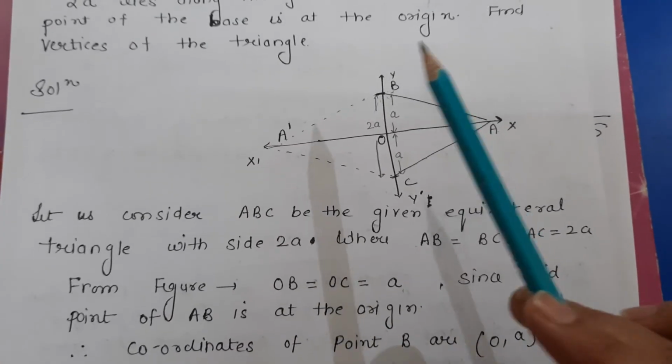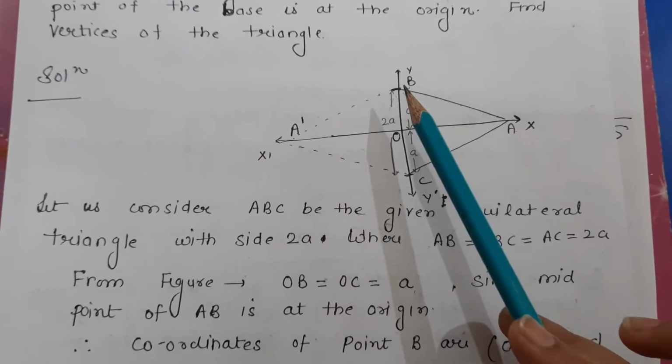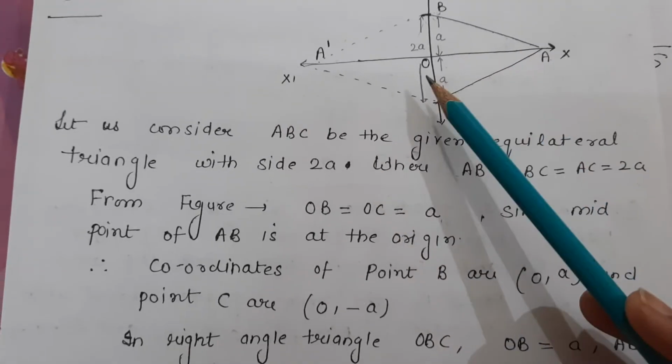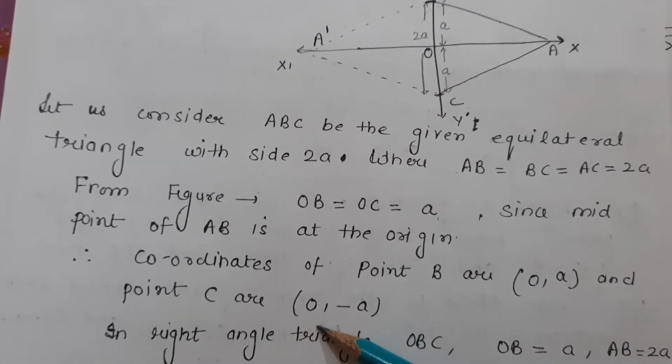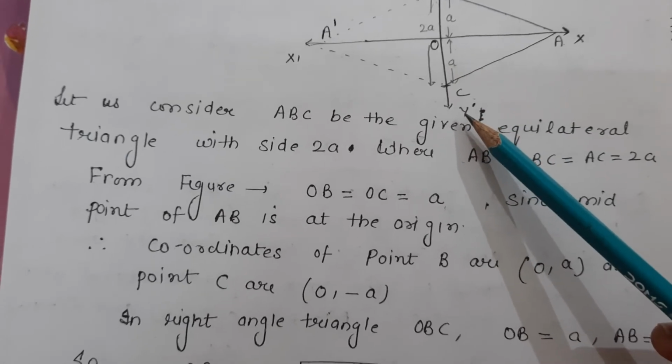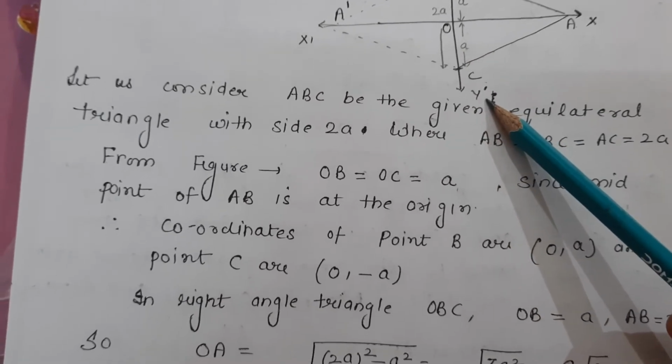Right? And if you find the coordinate of B, it is on the y-axis. So the x coordinate will be 0 and this is a. So (0, a). Same for C. X coordinate 0 and this is below the origin, so y will be negative. So this is going to be (0, -a).